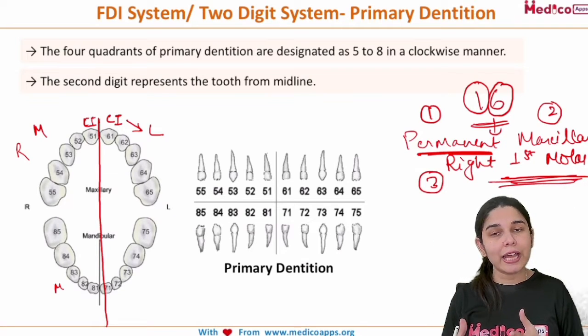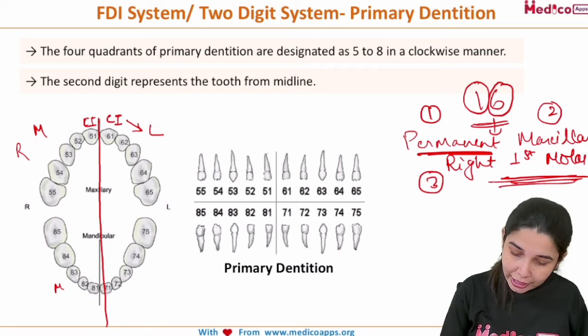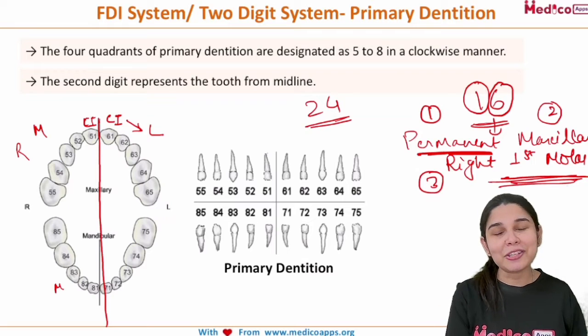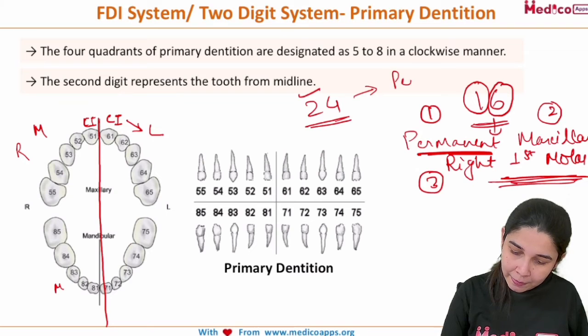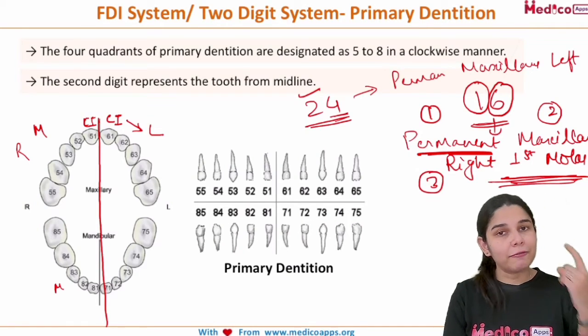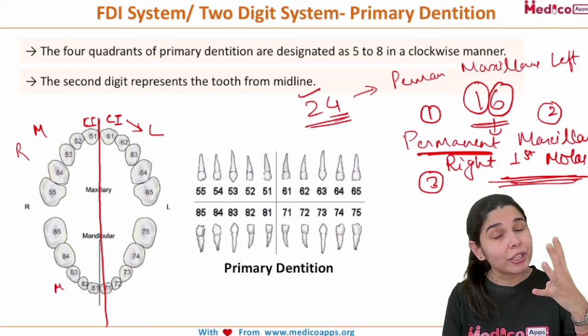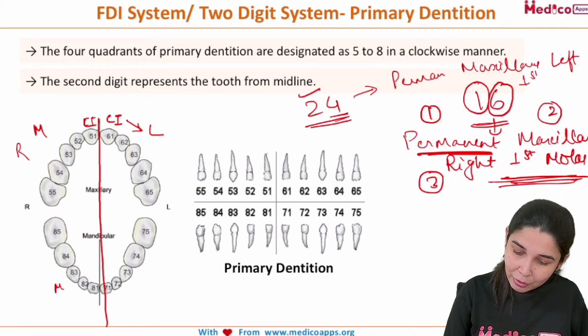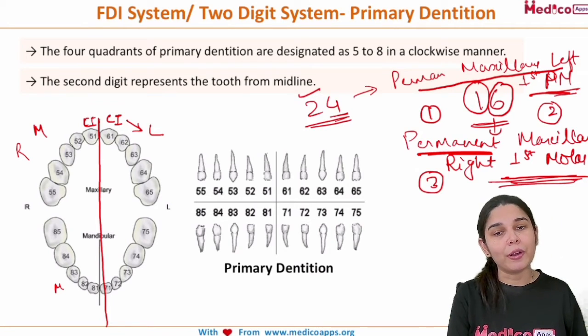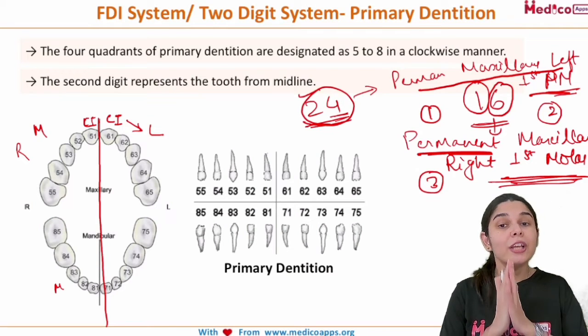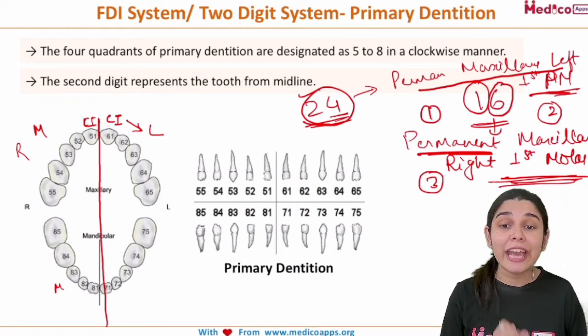So I hope you are now able to recognize. I'm just giving you another example of how you will define it. So if I'm giving you 2, 4, what do you understand by this? Just come on, answer me for this. So yes, this is a second quadrant. So here I'm mentioning the permanent maxillary left side. What is your fourth? The first is central, lateral, canine, and fourth is your premolar. So here I have discussed the first premolar. So it is permanent maxillary left first premolar. That is your 2, 4. Okay. So I hope this is how you have understood the FDI system.